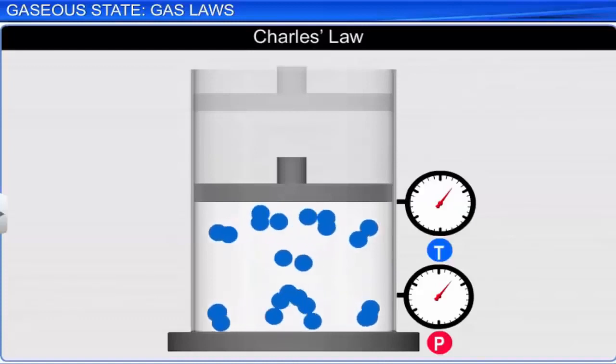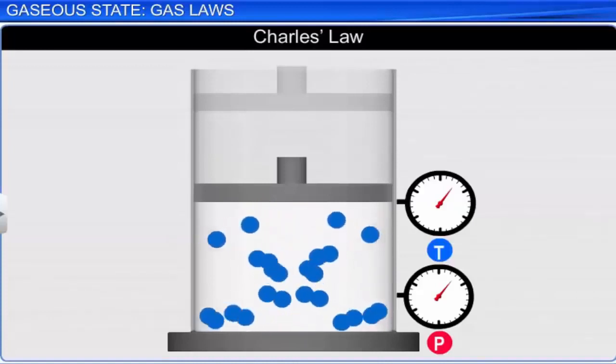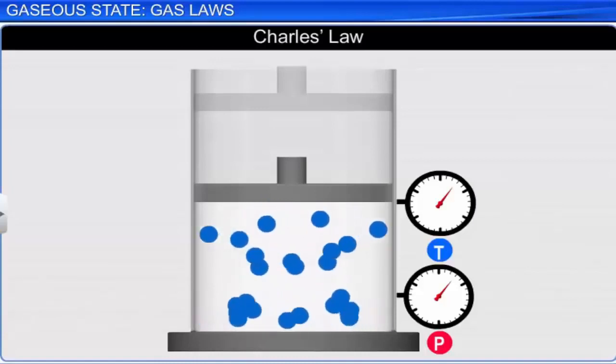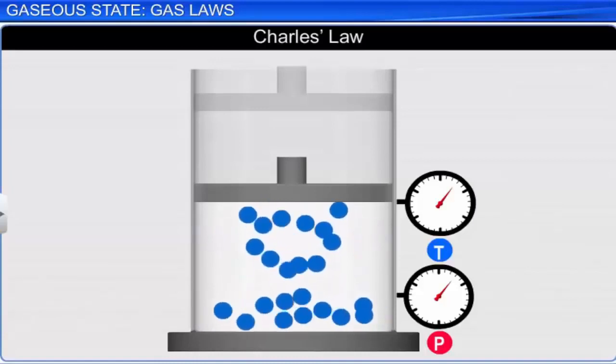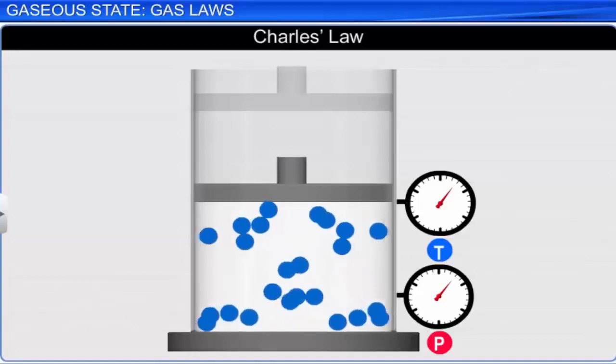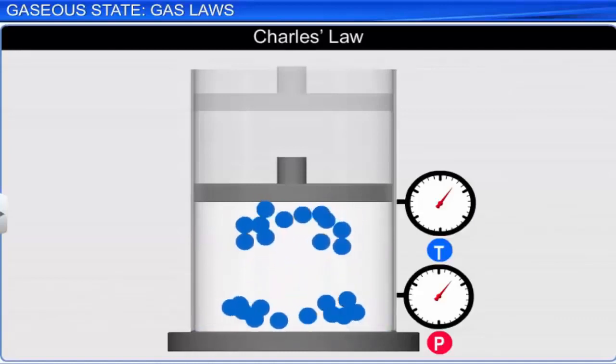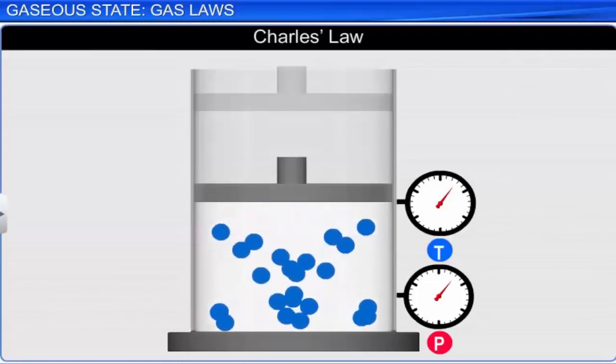They found that when pressure remains constant, a fixed mass of any gas expands or contracts respectively by 1 by 273 of its volume at 0 degrees Celsius for every rise or fall in temperature by 1 degree Celsius.